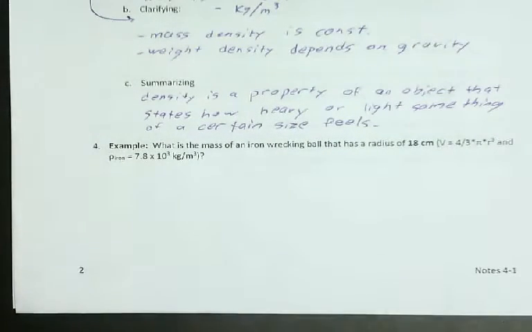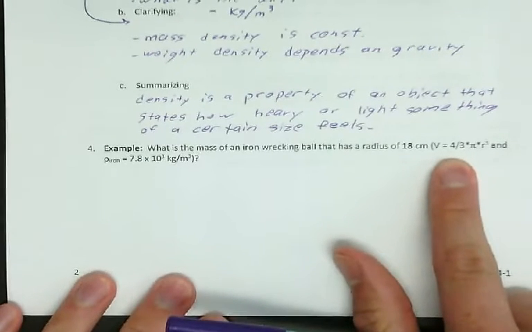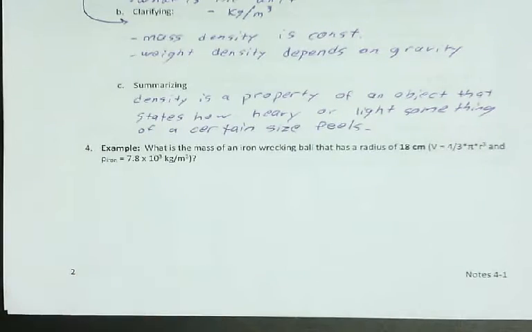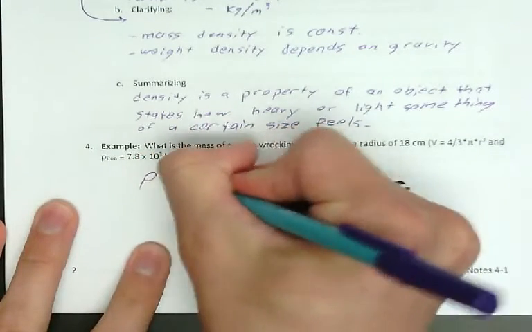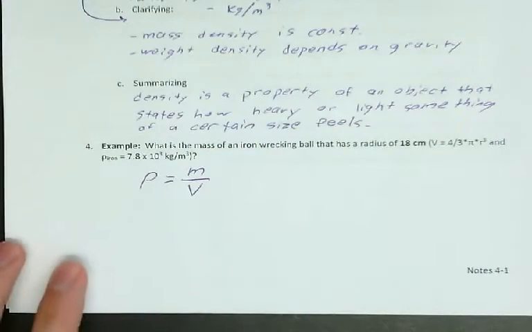All right, what is the mass of an iron wrecking ball that has a radius of 18 centimeters? And I gave you the equation for volume of a sphere, and I gave you the density of iron. So, first things first, density equals mass over volume. Remember that the funky-looking P-ish thing is density.